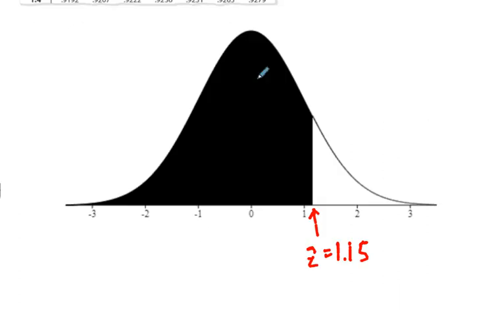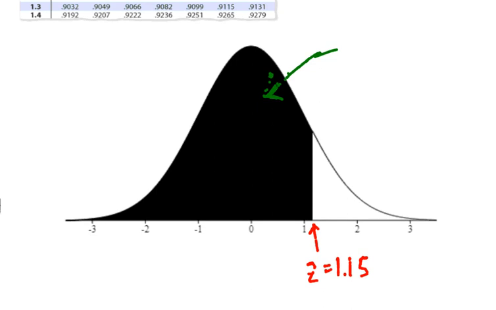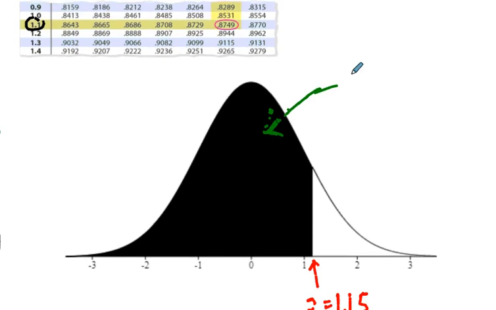So that means the area to the left of this z-score is 0.8749. 0.8749 is that value right there. That's how I can use a standard normal table.